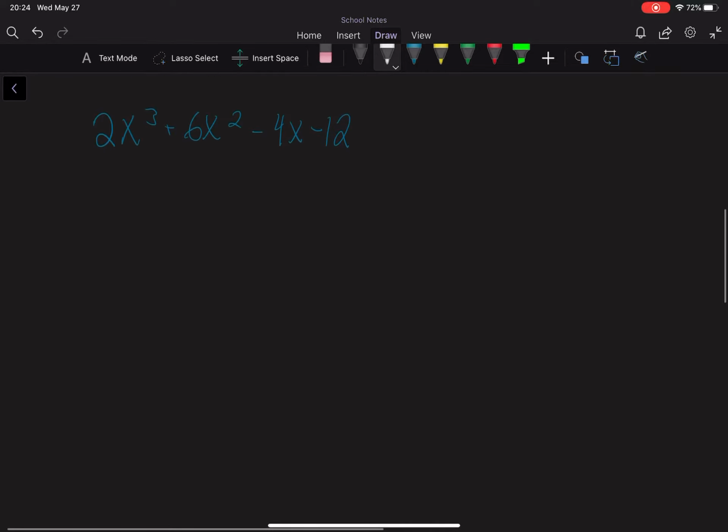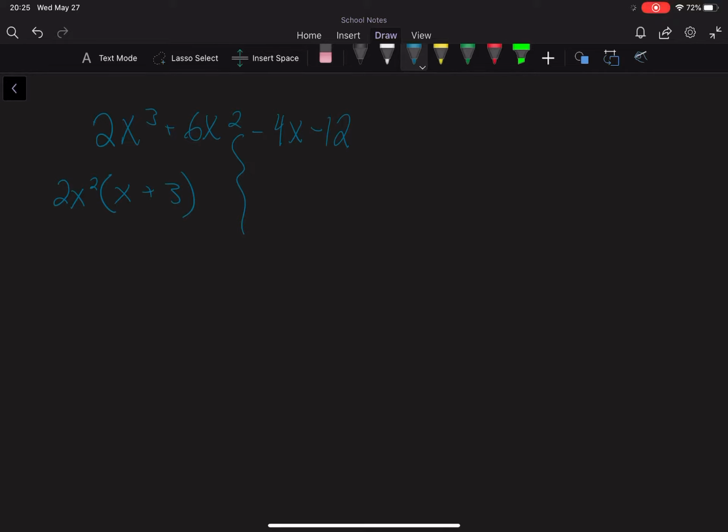So we have another example here. 2x cubed plus 6x squared minus 4x minus 12. So let's draw our line down the middle. Focus on the left-hand side. 2x cubed plus 6x squared. GCF between those is going to be 2x squared. And so in our parentheses, we're going to have an x plus 3.